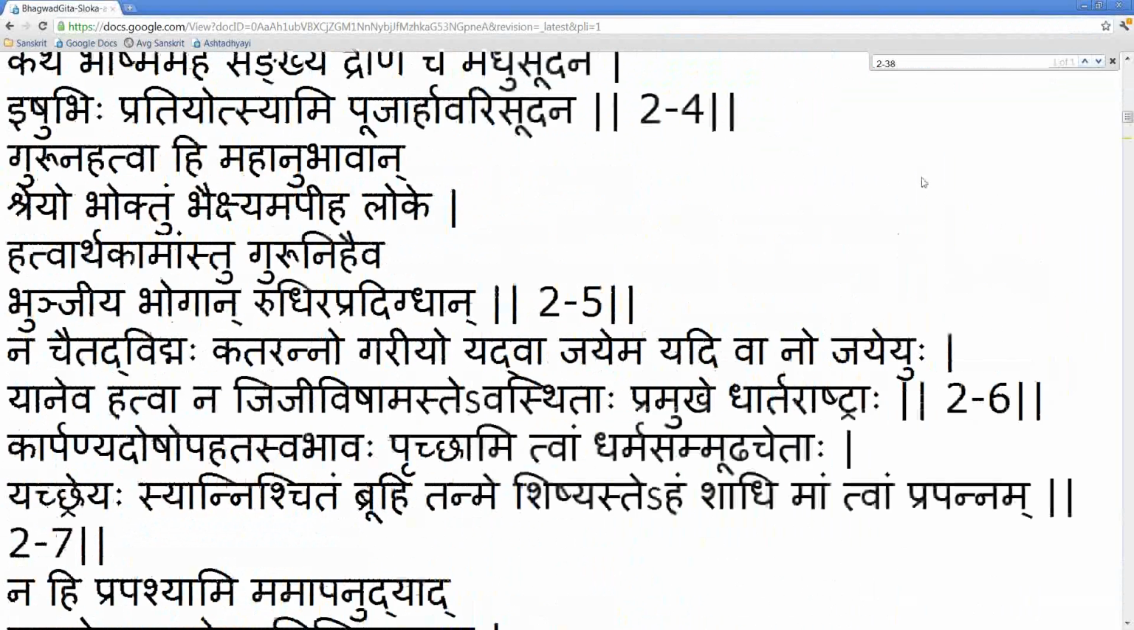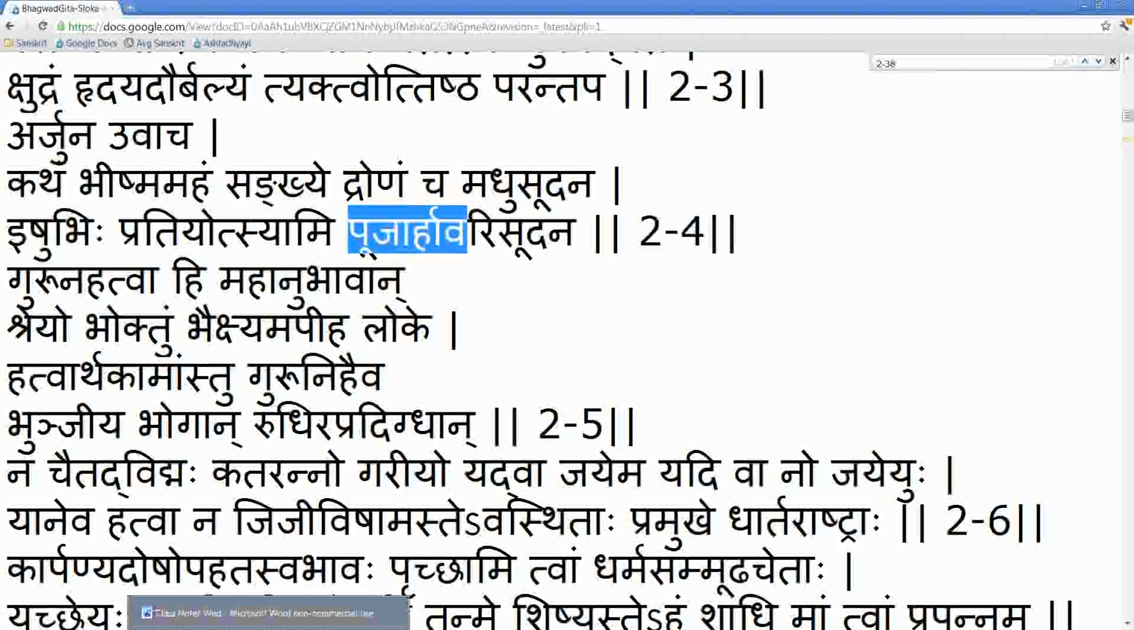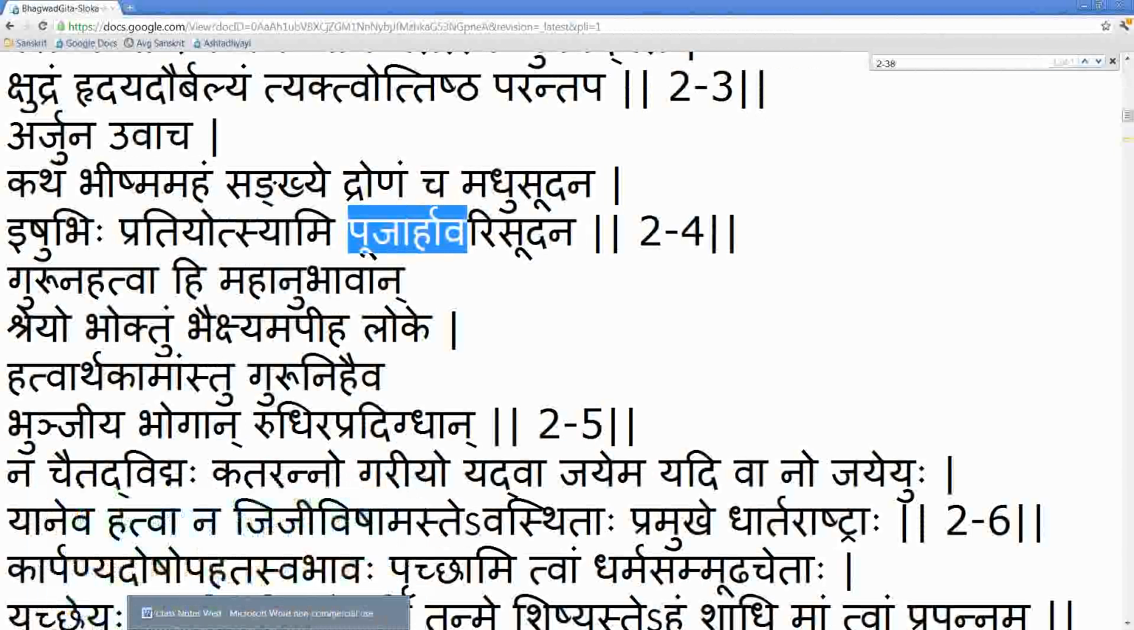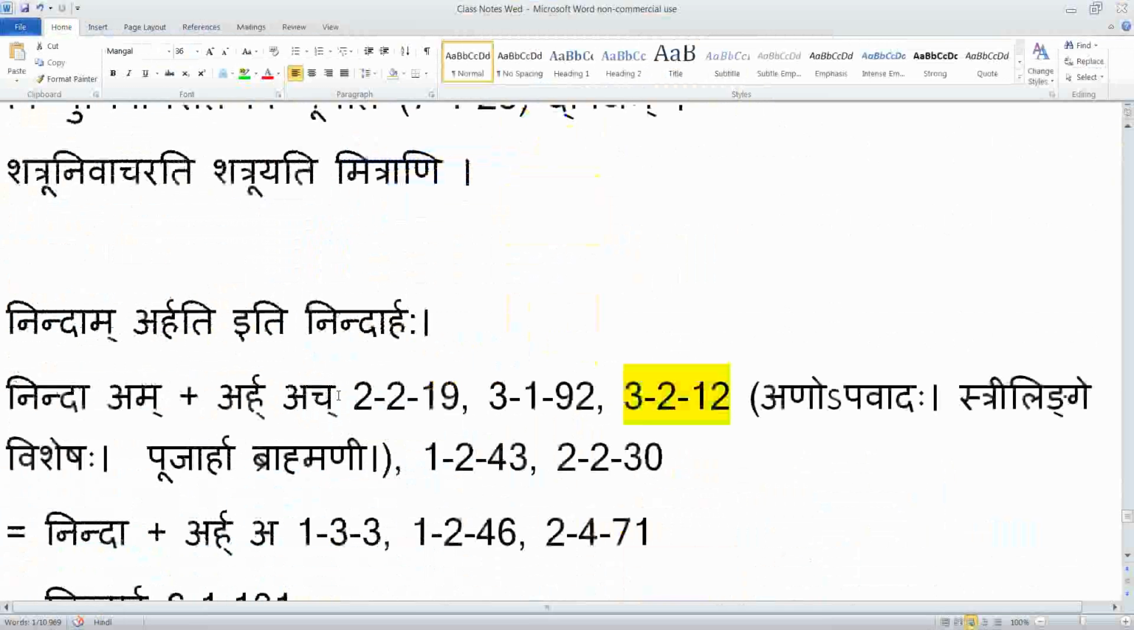No, 4. Katham Bhishmamaham sankhye Dronancha Madhusudana ishubhih pratiyotsyami pujarhau. Pujarhau. So pujam arhati pujarhaha. So sammanarhaha. One who deserves that. Nindarhaha. So what sutram are we using here? I think this was not given in the lesson. This was not in the lesson, but this sutram is also Upapada Samasa we are using. So it says ninda marhati, puja marhati, iti nindarha, pujarhaha.